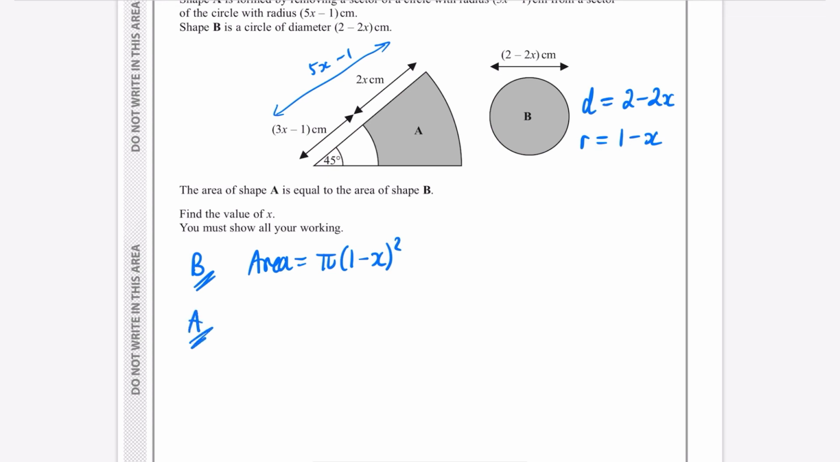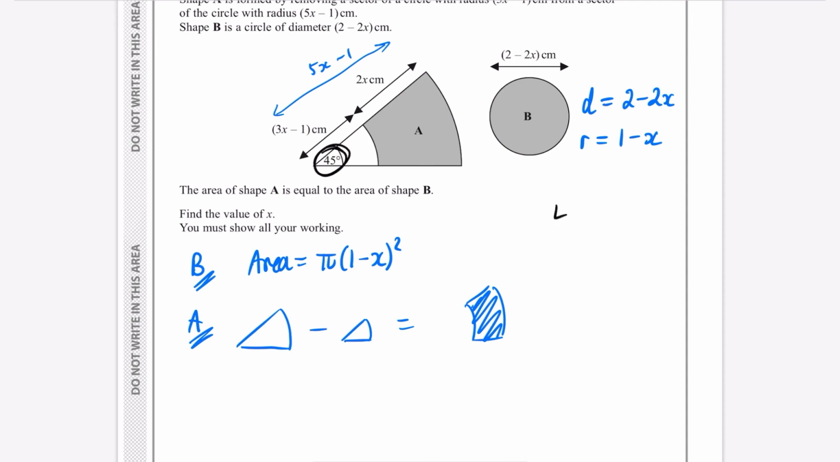Now I'm going to have a look at the area of shape A. It looks like it's going to be the big sector area minus the small little sector that we've got. That's what's going to give us this kind of shape that we have here for A. That's going to be the shaded thing that we want. So we're going to do the big sector subtract the small sector. Now when you find the sector, this is 45 degrees.